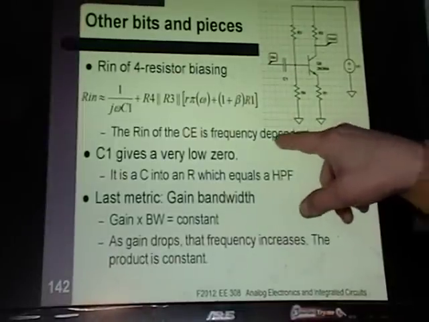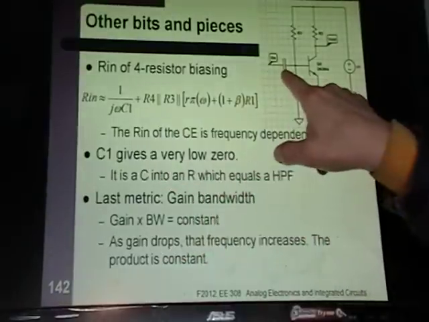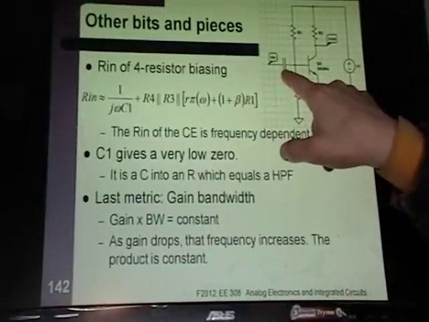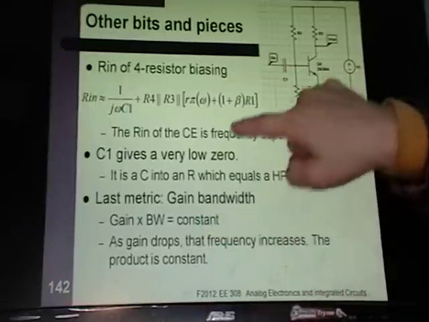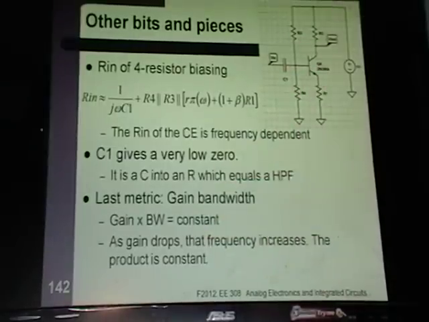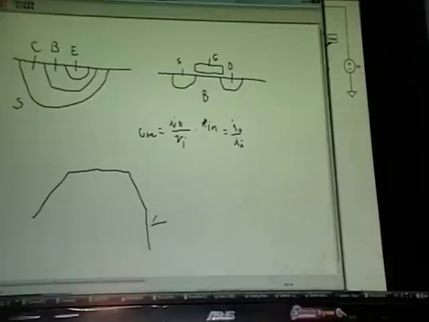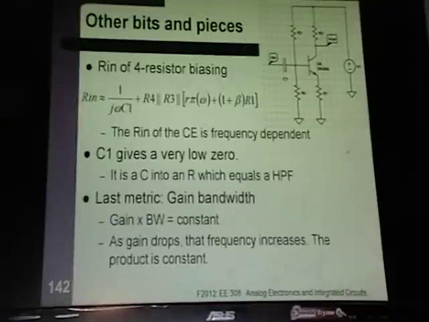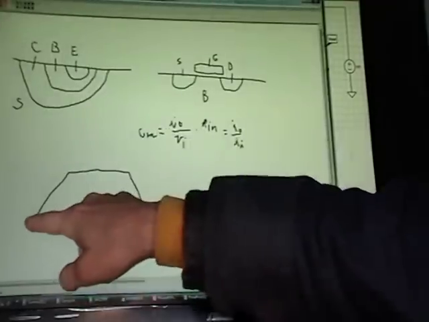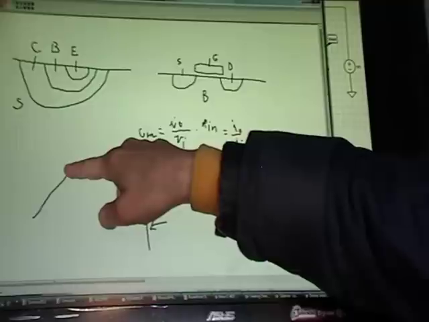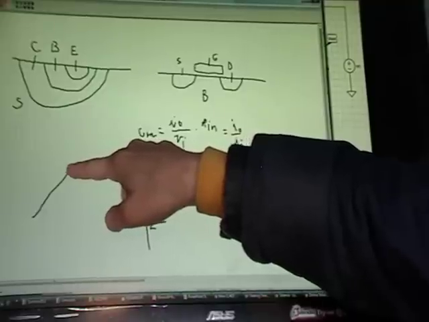Okay, and let's see. C1 gives a very low 0. That's why if you used an AC coupling cap, you will have a 0. Your frequency will go up. Your frequency response graph will look something like this. Then it'll flatten out. Then you get your first pole. Then you get your second pole. Whoops. That's not minus 40 dB per decade. But yeah, the CE will start you out with a plus 20 dB per decade increase in your frequency, and then it'll flatten off.